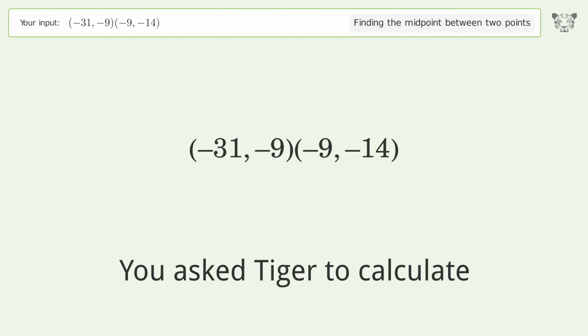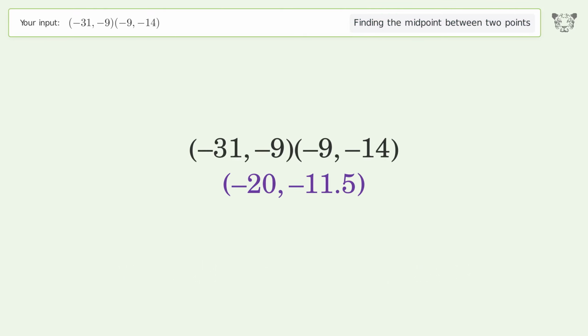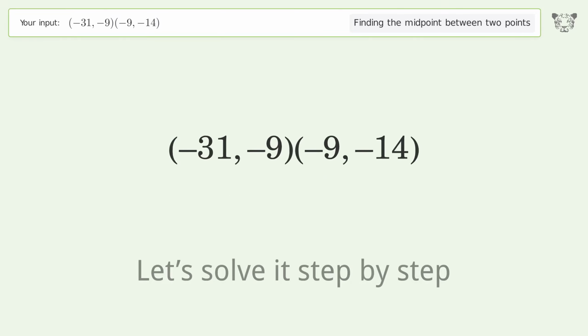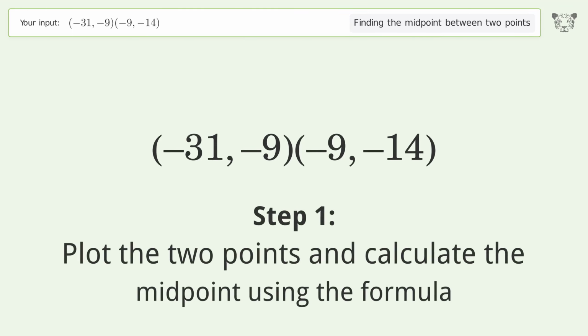You ask Tiger to calculate. This deals with finding the midpoint between 2 points. The midpoint between the 2 points is -20, -11.5. Let's solve it step by step. Plot the 2 points and calculate the midpoint using the formula.